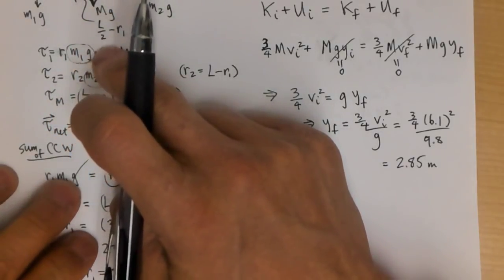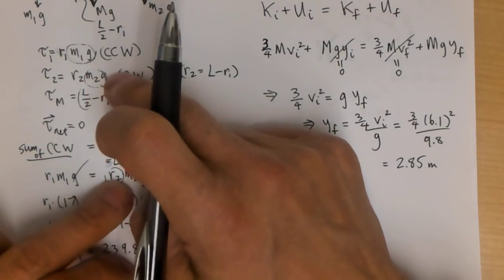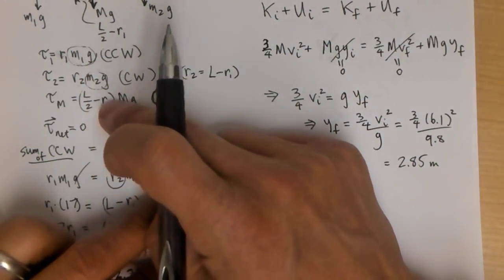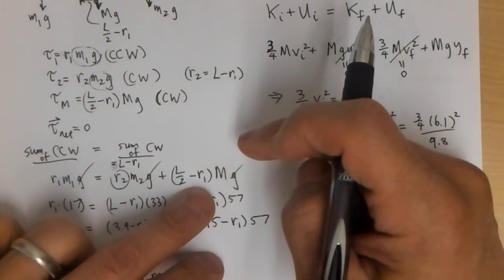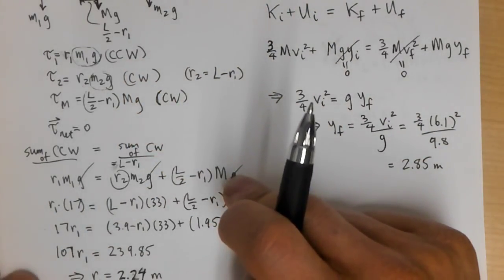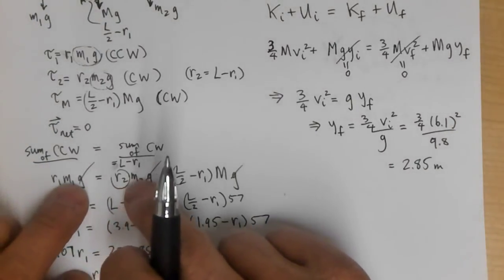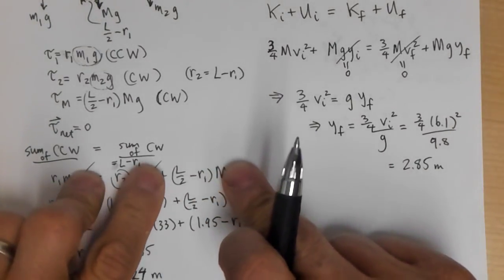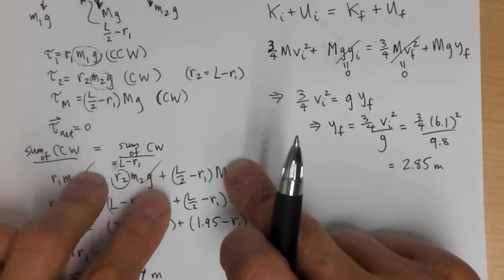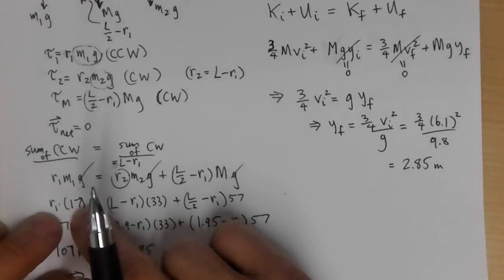So I have R1 M1G is equal to the sum of the clockwise torques: R2 M2G plus (L over 2 minus R1) times capital M times G. Okay. Now, you can cancel out the G's from the equation, just divide by G everywhere, so you don't have to carry it along. Plug in M1 is 17.